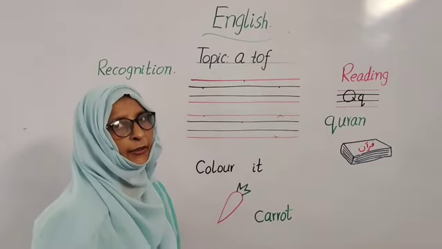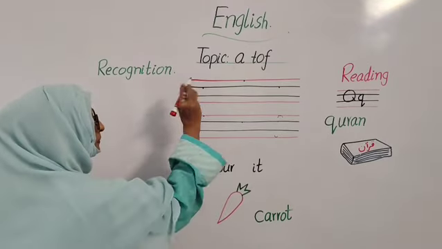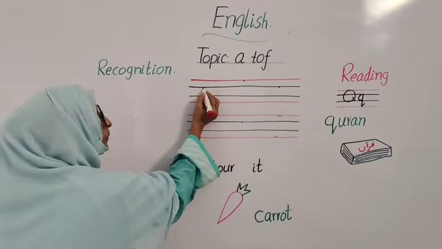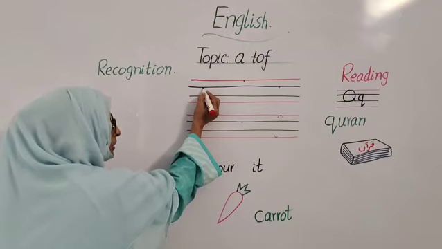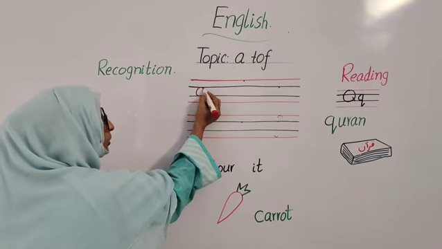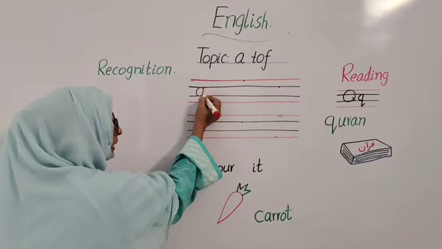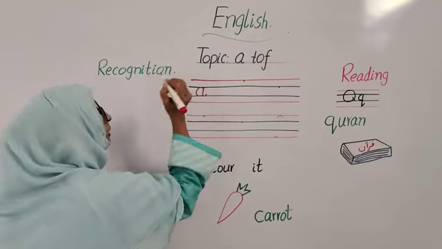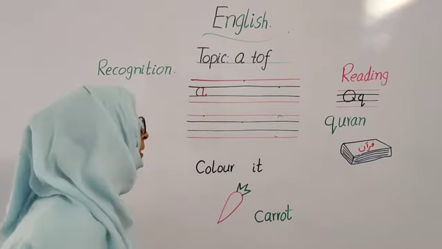Again you will write, okay? Now see how you will write. Put pencil on dot. Draw a curve. Okay. Now put pencil again on dot. Draw a standing line with a small curve. Makes small a. Small a.